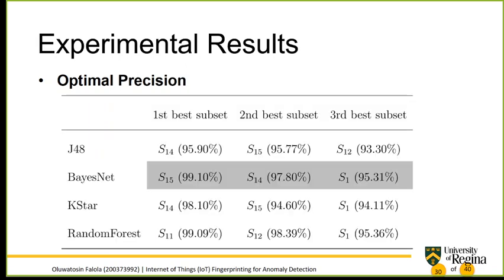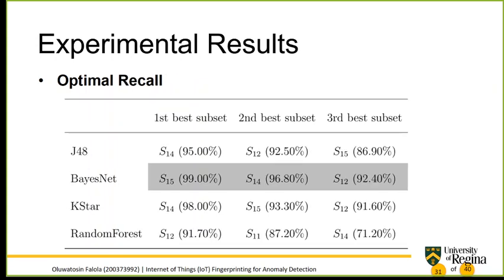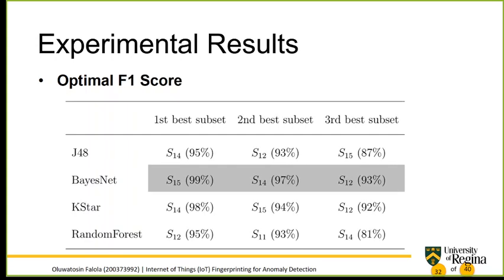With this picture, you are able to see that Bayesian network gives the best precision, and the optimal subset is S15. I will show you what S15 is later on. And also in recall, Bayesian network gave the best experimental results with 99%, and the best subset is still S15. And if you look at the F1 score also, the best subset is S15 with 99% as well.